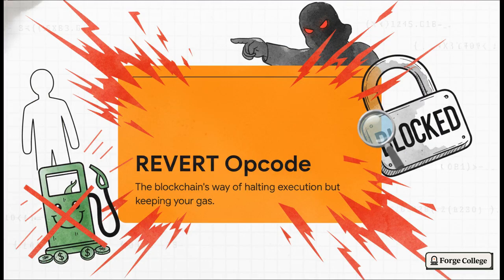Now, our prime suspect in these investigations is usually the dreaded revert opcode. This is the blockchain's very blunt way of saying access denied, but rudely keeping your gas money for the trouble. Spotting this specific opcode in your sequence is the definitive, undeniable sign that execution was forcefully halted. When you spot the revert, boom, you've found the exact moment the crime occurred.